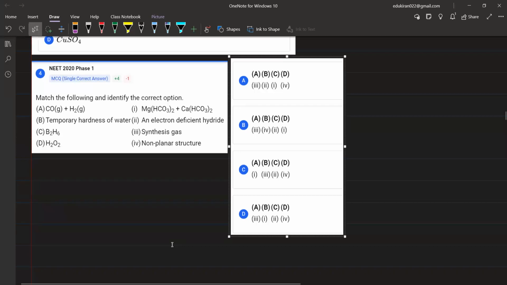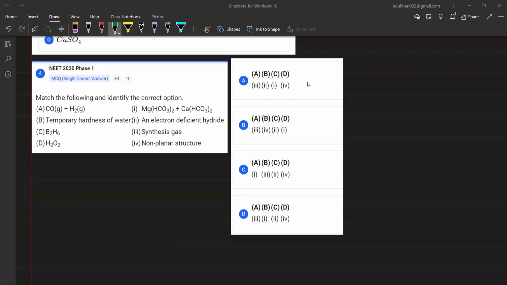एक दो कम से कम बताइए. इलेक्ट्रॉन डिफिशिएंट हाइड्राइड कौन सा है? C. सॉरी, सी ना. हाँ. So which of the following can be correct options? B, C or D? अच्छा. Yes, Memuna, that is right. Very good.